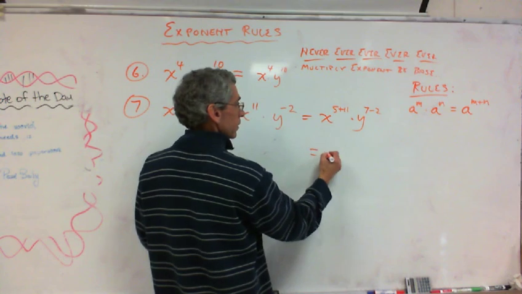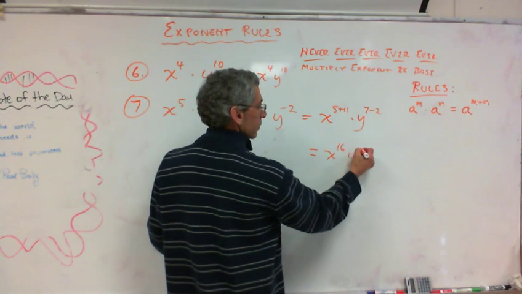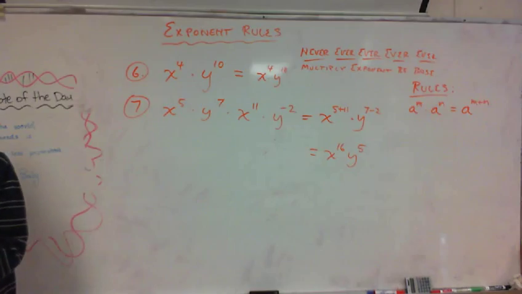So what would that equal? X to the 16th times y to the 5th. Wait, Gary, what's this? The fifth. X to the what?